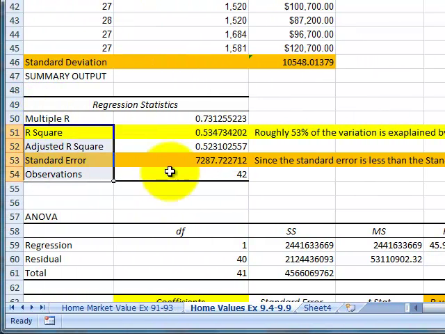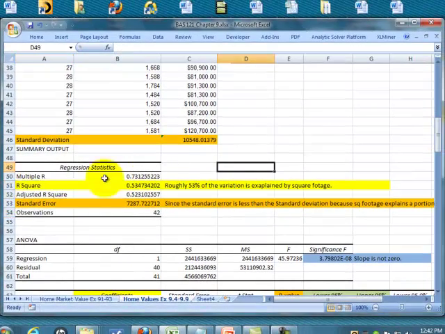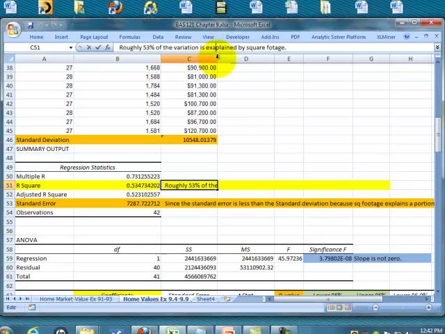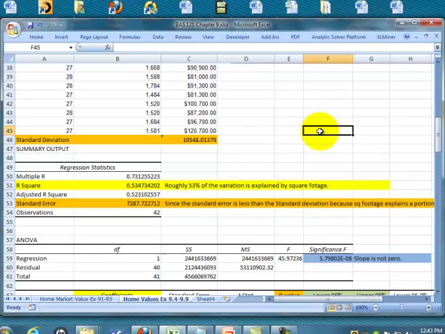In this first section, the most important thing is the R squared, and of course we already knew that because it gave it to us on the trend line. And again, that means roughly 53% of our variation is explained by the square footage. So the change in home prices, 53% of it is explained by the change in the size of the square footage of houses.